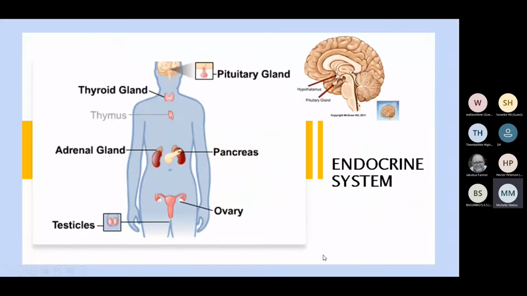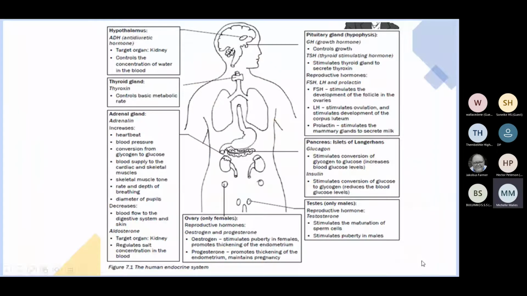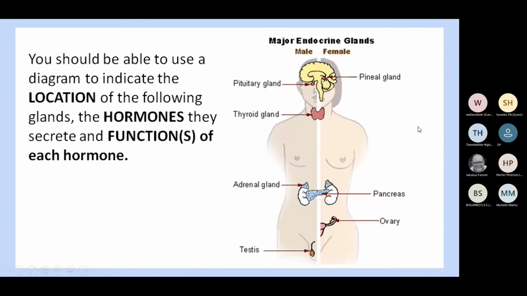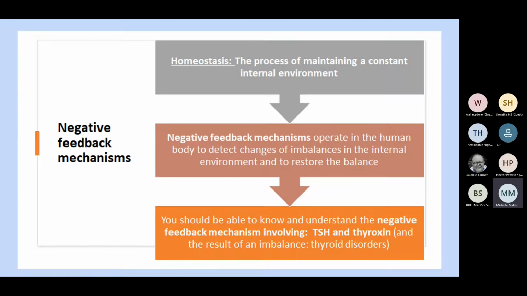Okay. Now, again, grade 12s, a reminder: you need to know the location of the glands, which hormone they secrete, and their functions. Now, when we know the location of the different glands and hormones and what they secrete, we need to understand the process of homeostasis. That's number 3 on page 17, grade 12.